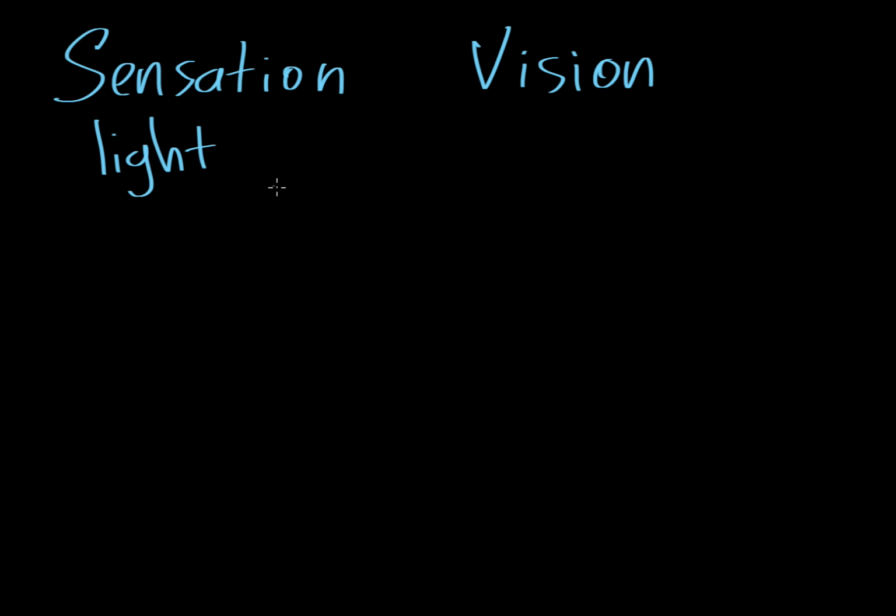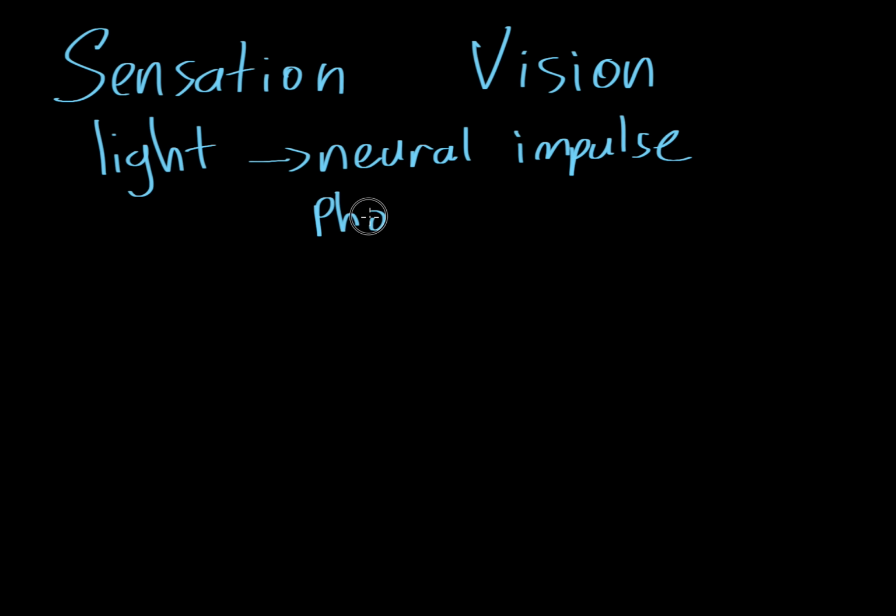And then the second thing that it requires is some sort of receptor, some kind of specialized cell that can take the physical stimulus, so in the case of vision, that can take the light and convert it into a neural impulse. So the receptor in the case of vision is something called a photoreceptor. We're going to go into the photoreceptor in a little bit, but first let's just focus on the light. So what is light?